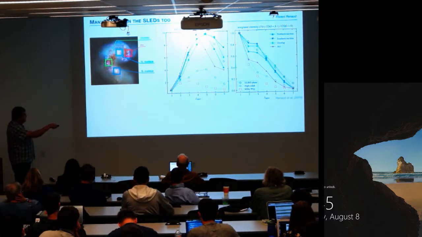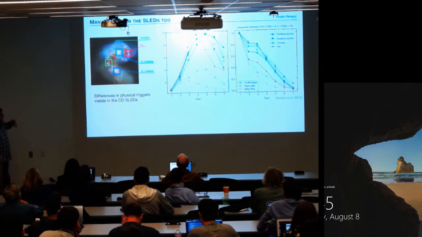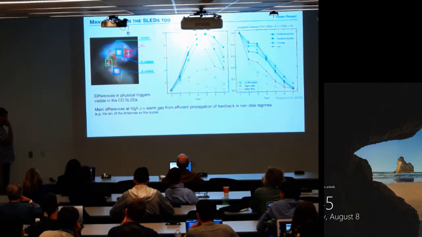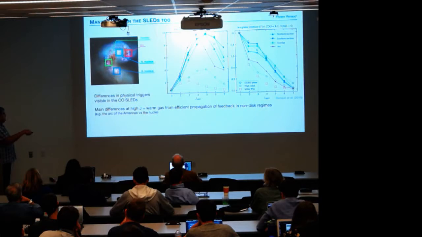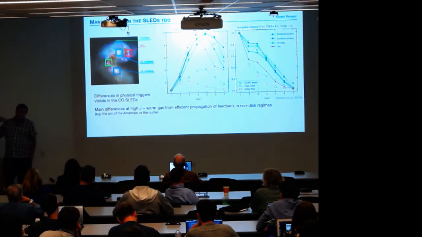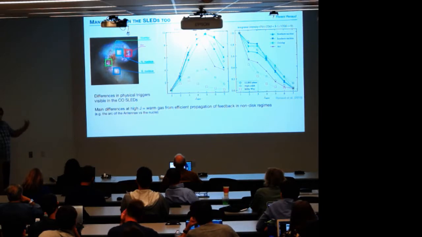Here you see a deviation in your spectral line energy distribution. And this could be a different signature of a different physical trigger that we have to explain the star formation activity. So the main difference, I think, is at high J, high transition level, which corresponds to the warm gas, and I think it's due to a different efficiency in propagating the feedback. So basically, based on the porosity of your interstellar medium, which is different in this region and in this region, for example.